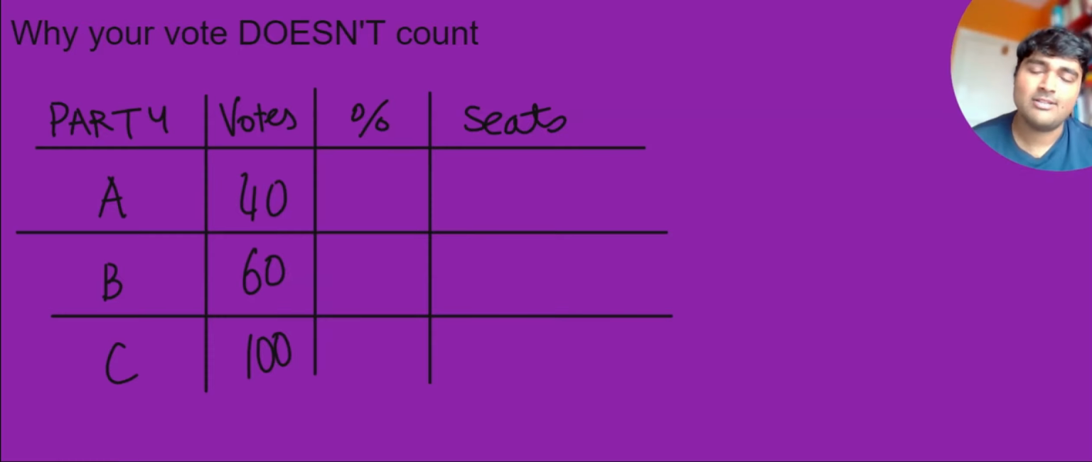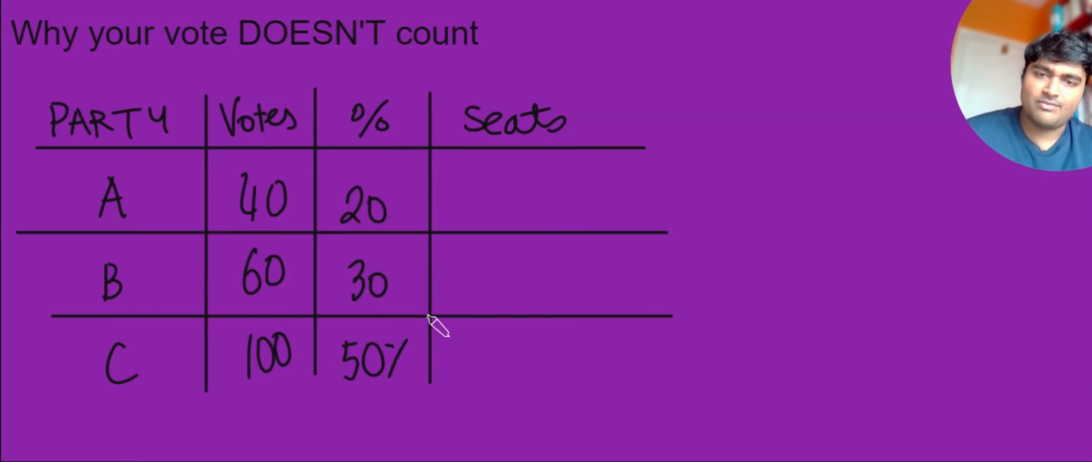Imagine we had three parties, A, B, and C, and the votes were 40, 60, and 100. So we can calculate the percentage of votes that each party got. Party A got 20%, Party B 30%, and Party C 50%. Let's say that the Parliament had 10 seats to give away. How many should each party get?